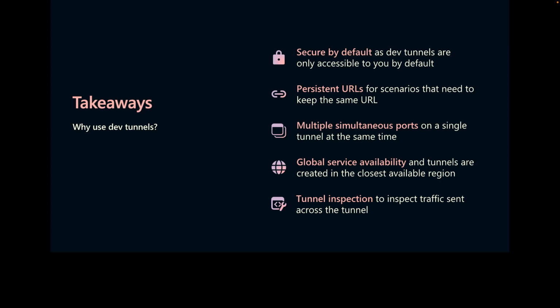So for example, right now, we are in Seattle, Washington, and when Jake created the tunnel, it was created in West US. And then finally, tunnel inspection to inspect traffic sent across the tunnel, which is just really helpful when you're debugging, like we just saw in the demo of capybaras getting all the votes, and the cats and dogs did not get their counts increased. So those are the 5 main takeaways that we want you to have from our presentation.